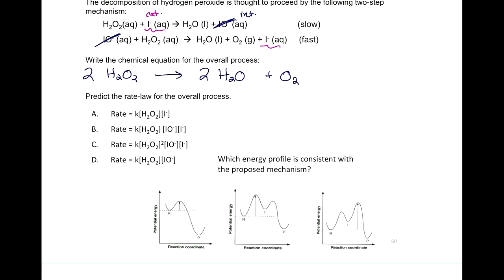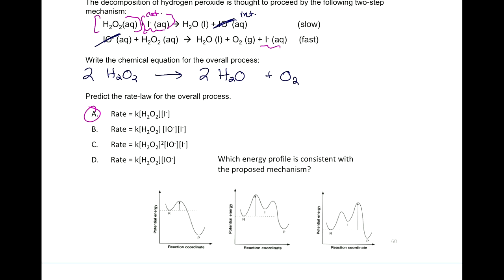Okay, all right. So what is the rate law for this process? A, B, C, or D? What do we think? How do we get the rate law for the overall reaction? It is always the slow step. So what is the rate law for the slow step? It would be A. Yes, A, where we just take the concentration of the reactants for the first step. That's it. Cool. That question's a little bit too easy.